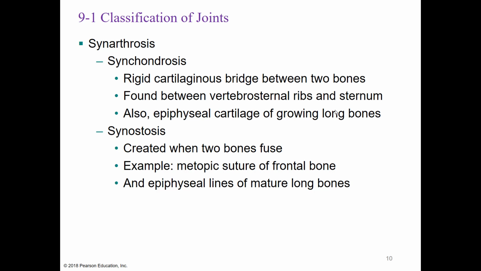A synostosis is created when bones fuse together. Some examples of this would be the metopic suture of the frontal bone, which fuses in most, and epiphyseal lines of mature long bones. So if you are an adult and have stopped growing, or you've finished growing and you're not quite an adult, you may have epiphyseal lines where your growth plates have sealed. And those would be examples of synostoses.